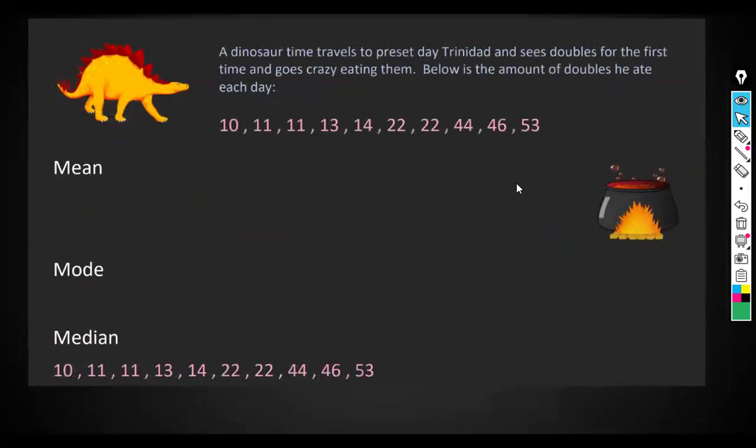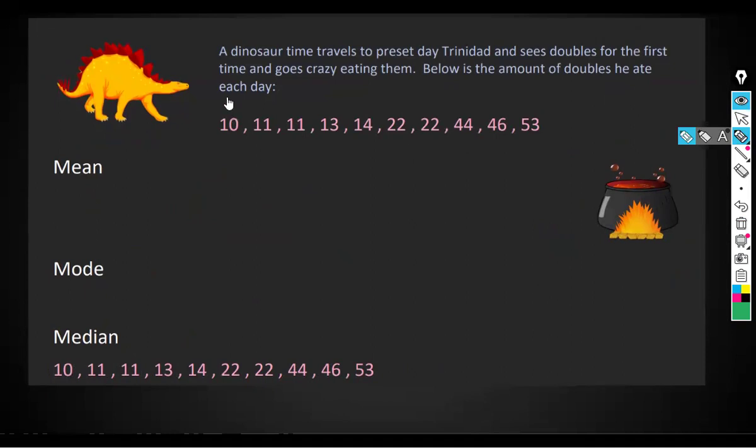All right, so the next one involves a dinosaur. A dinosaur time travels to present-day Trinidad and sees doubles for the first time and goes crazy eating them. Below is the amount of doubles he eats each day. So one day the dinosaur eats 10 doubles, the next day 11, next day 11, and so on, right? First of all, how many values do we have in all? We have 1, 2, 3, 4, 5, 6, 7, 8, 9, 10. So n is going to be 10. In these questions, n just represents the amount of numbers we have.